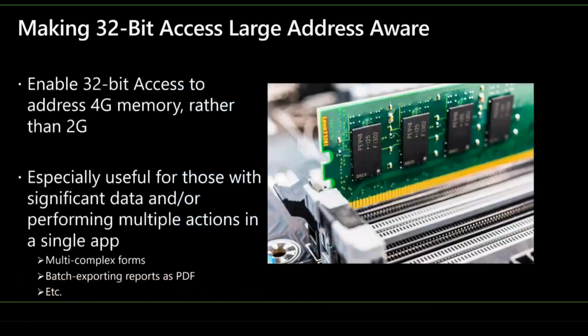Okay, another item that we will also be enabling this year is enabling 32-bit access to address 4 gigs of memory. In other words, making Access large address aware. And this is especially useful when you have lots of data or you're performing several actions in a single app. For example, creating several complex forms, batch exporting reports as PDF and more. So we're also super excited to bring that to life in the coming months.